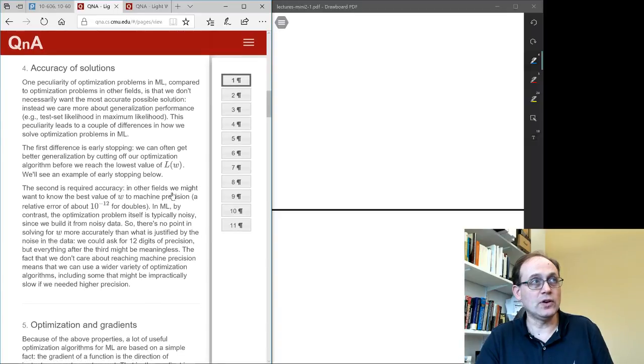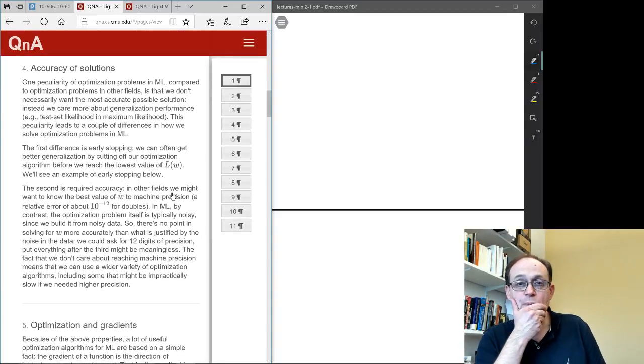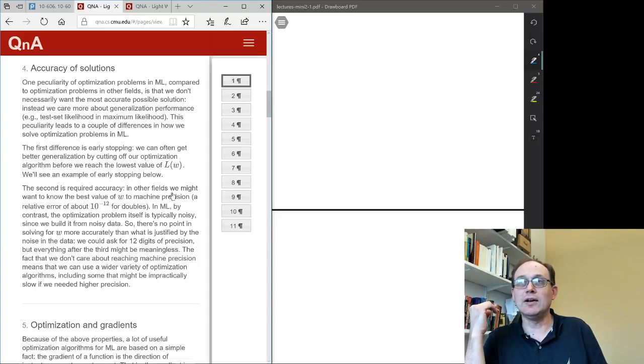All right, so I should mention that one of the differences between machine learning and a lot of other uses of optimization is that in machine learning, we are often happy with not particularly accurate solutions to our optimization problem. And that's not just because machine learning people are happy-go-lucky kind of people. It's because there's often not a benefit to extreme accuracy in machine learning. So this happens for two reasons.